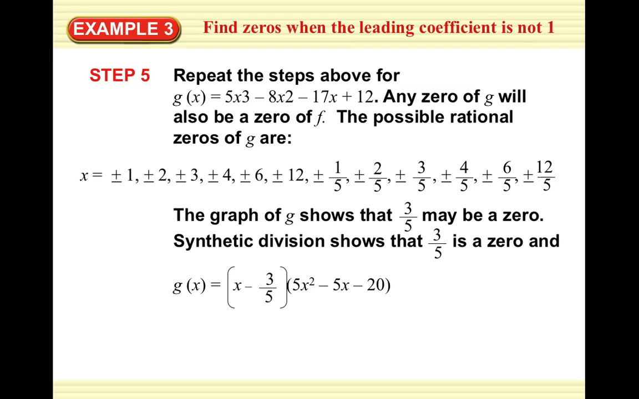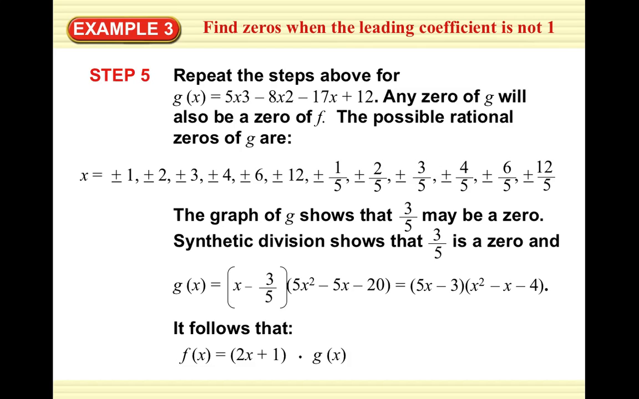And our next function is 5x squared minus 5x minus 20. Again, factor out that 5 and multiply it back into the first term, the first binomial. So we get 5x minus 3 and x squared minus x minus 4. Okay, so using what we know about multiplying functions, if I were to multiply 2x plus 1 times g of x, I would get the same function. So basically, we've just resubstituted some things in that we've taken out.